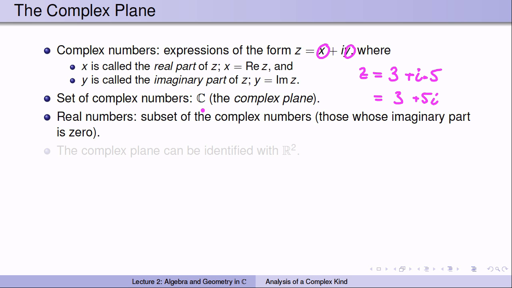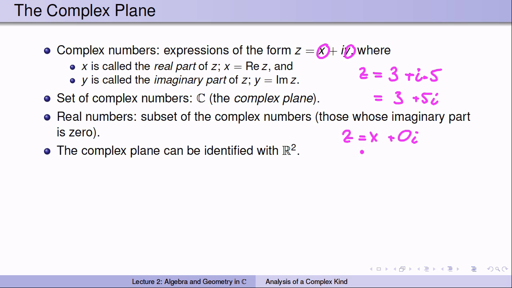The real numbers are considered a subset of the complex numbers, those for which that second parameter, that y, is simply equal to 0. So a number of the form z equals x plus 0i is considered a real number. And so the real numbers are kind of a subset of the complex numbers. So our regular numbers 3, 6, 7, they're all included in the complex numbers.